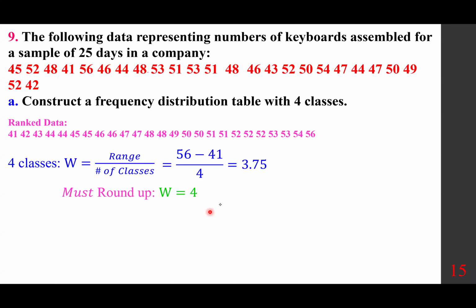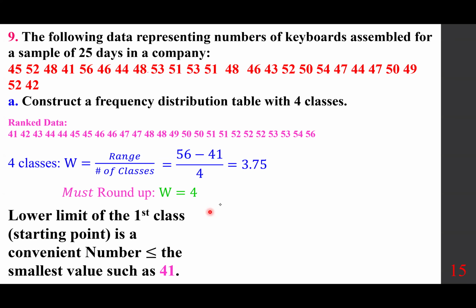So how do we come up with the frequency distribution table? The lower limit of the first class you decide, that would be your starting point, and it has to be a convenient number less than or equal to the smallest value, such as 41. The smallest value is 41.